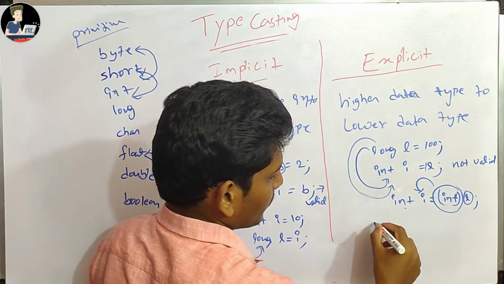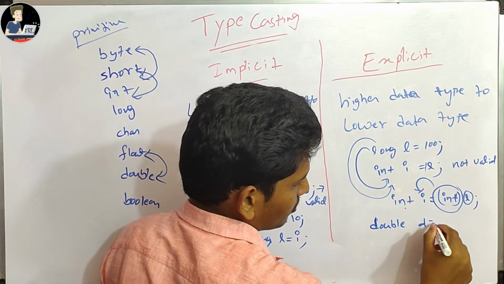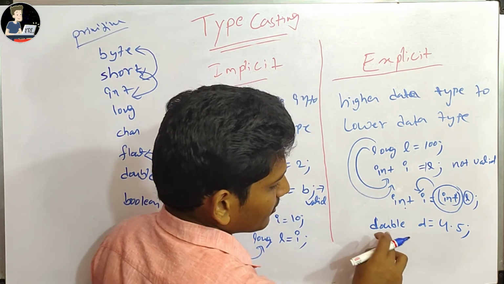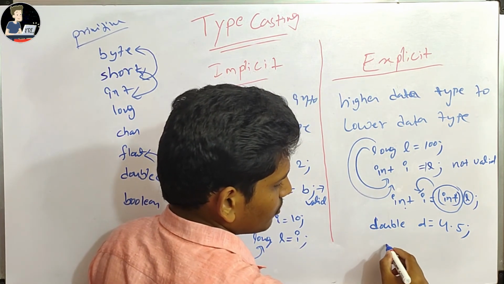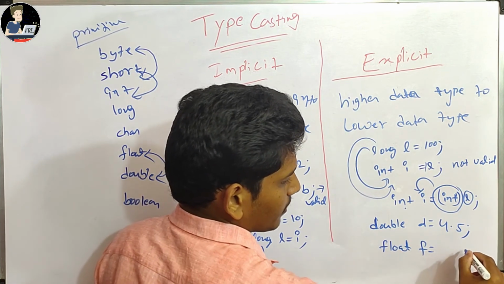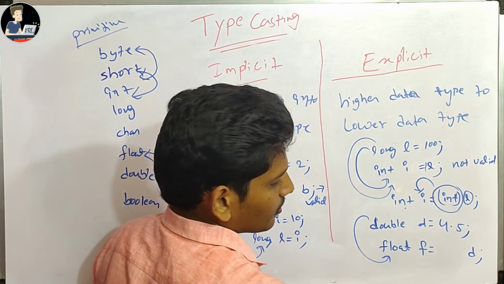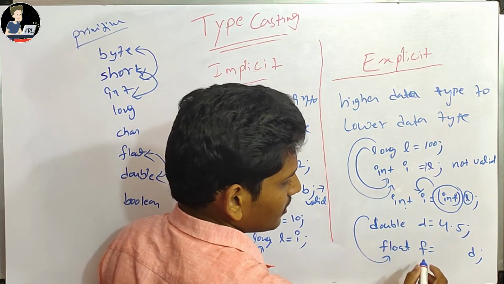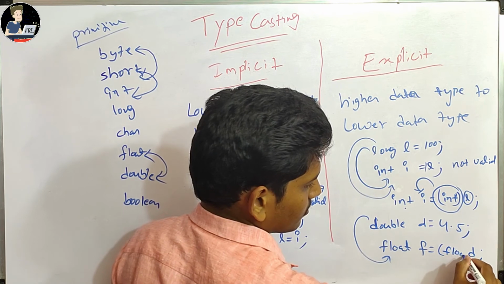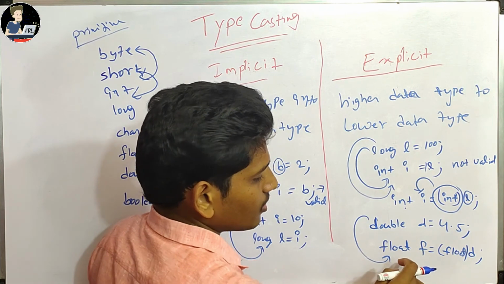For another example, I am taking a double value d equal to 4.5. I am assigning this double value to a float, but double is higher than float, so we explicitly typecast the double value, with the type in parentheses. Like this we explicitly typecast the double value into a float value.